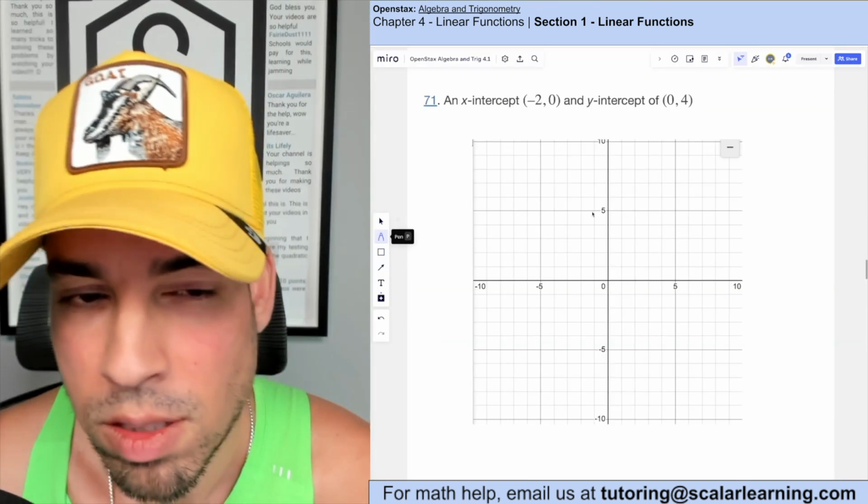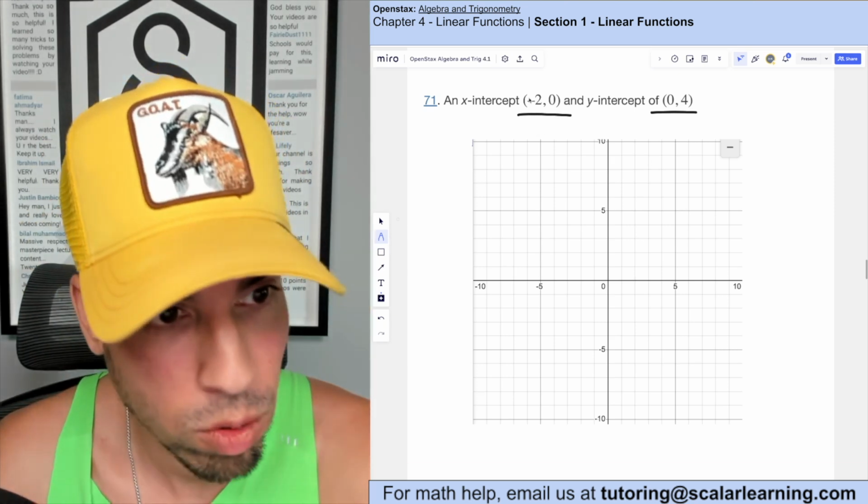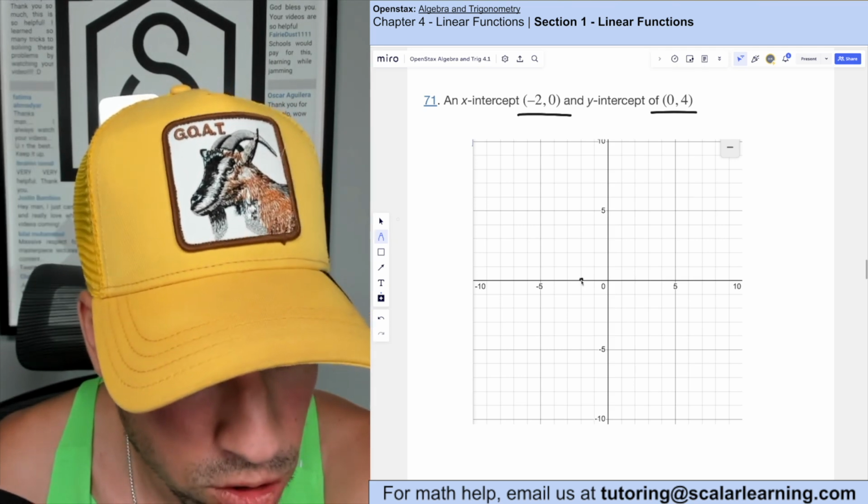Boom, done. To sketch a line from 2 points like this, all I'm going to do is plot the points and then we're going to connect the dots. So we have a point at (-2, 0). So you're at -2 and 0 on the y-axis.